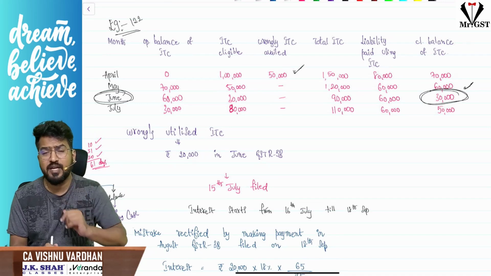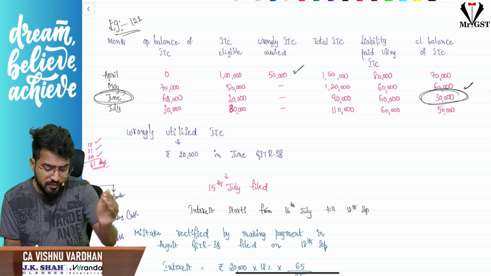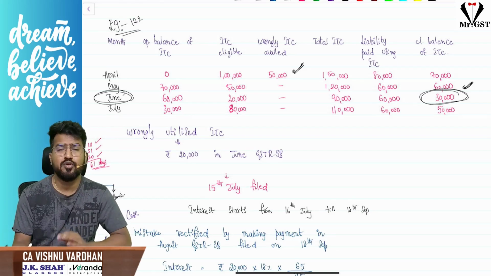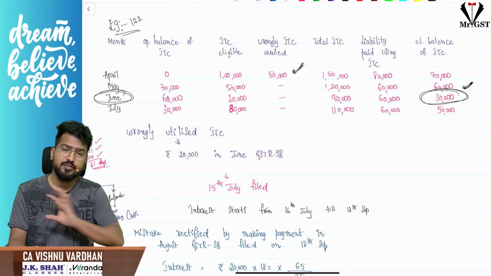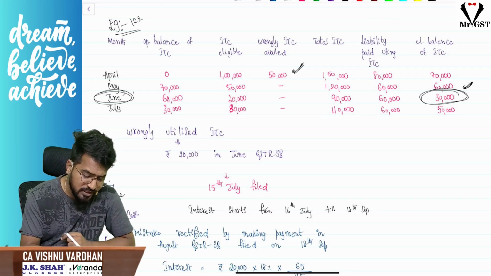That is the June month closing balance, sir. June month closing balance means in June month only you have utilized that wrongly availed ITC. So let us assume, as I told you, I have wrongly availed 50,000 ITC. 30,000 is the closing balance, means what? 20,000 wrongly availed ITC has been utilized. Balance 30,000 is still lying in the e-credit ledger. So this shortfall is happening in the month of June.